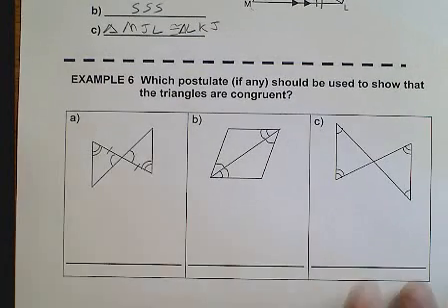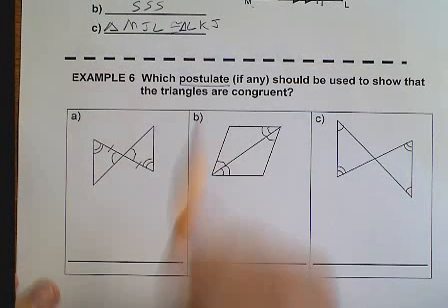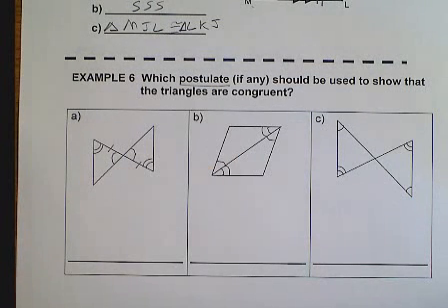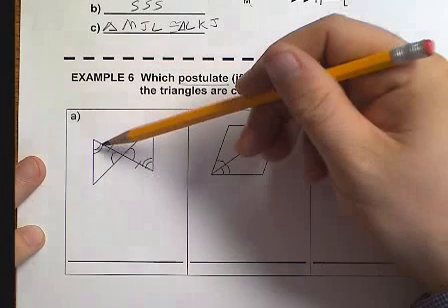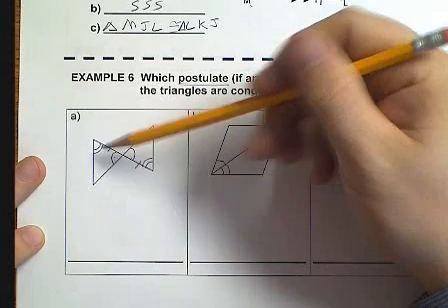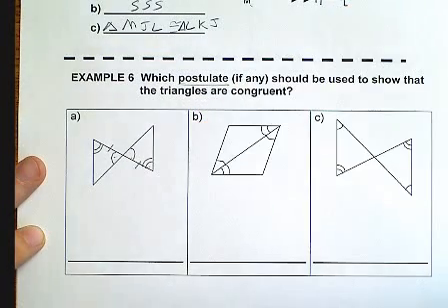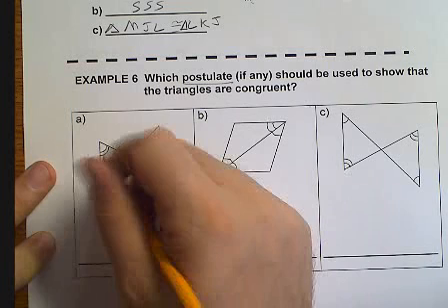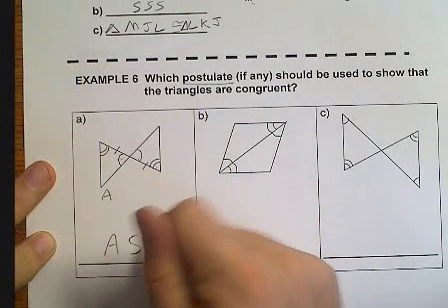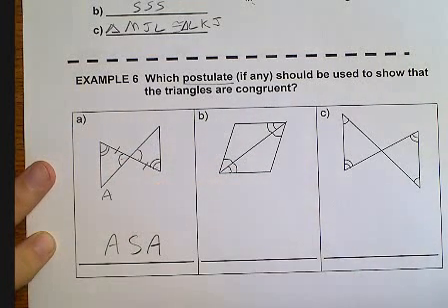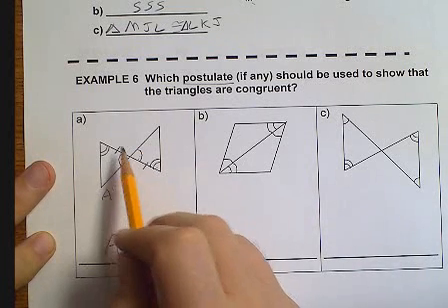Well, for example number 6, we've had lots of practice with naming things that are congruent and with determining statements. Here they've given us a picture and they just want to know which postulate. Okay? Well, here I know angles with an included side. So I've got angle, side, angle. Angle, side, angle.